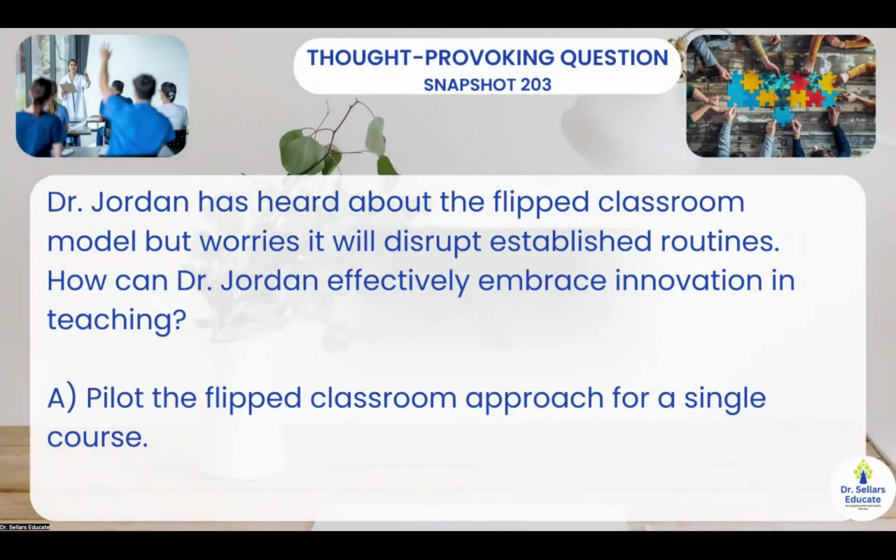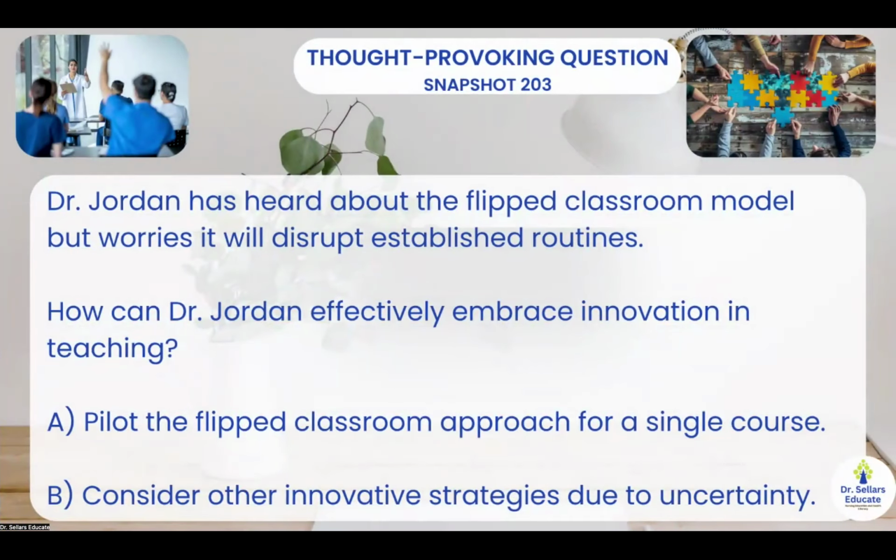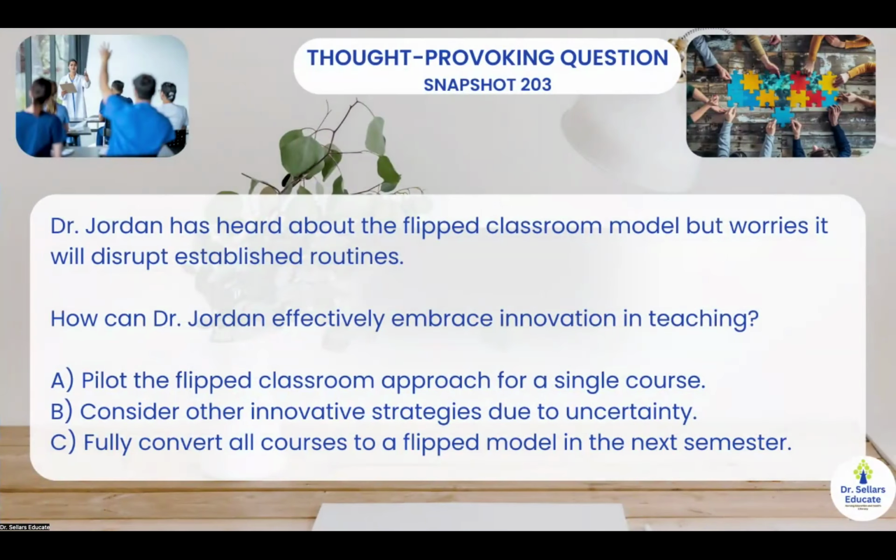So we have A, to pilot the flipped classroom model for a single course. We have B, consider other innovative strategies due to uncertainty. And C, fully convert all courses to a flipped model in the next semester.